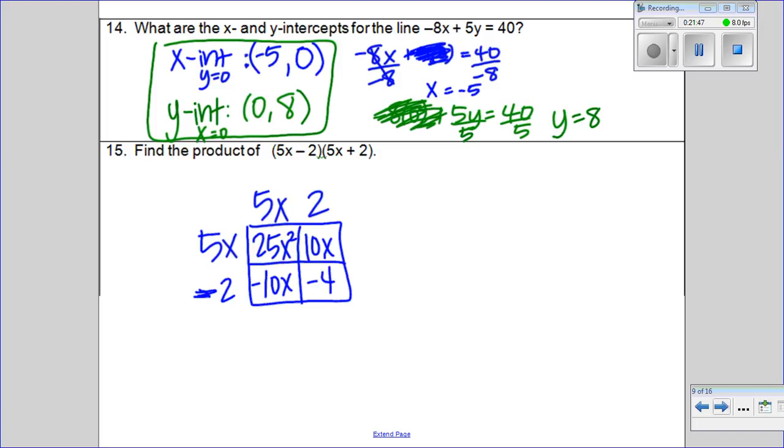Now, remember, the only two things that I can combine are if they have the same x's attached to them or they're just numbers. So 25x squared is only x squared, but then I have a negative 10x and a 10x. Those cancel each other out. So I'm left with 25x squared minus 4.